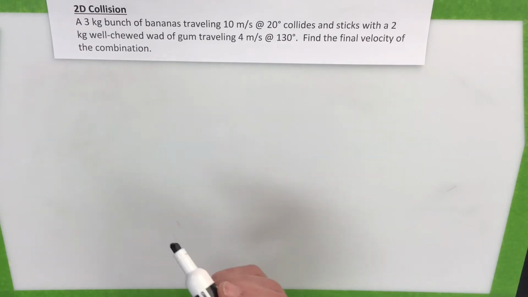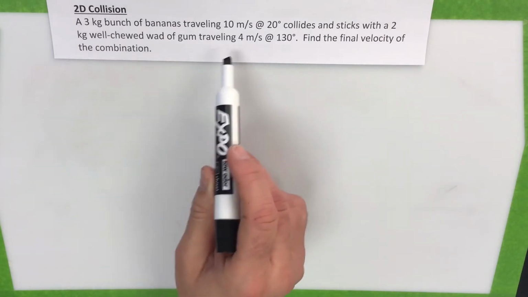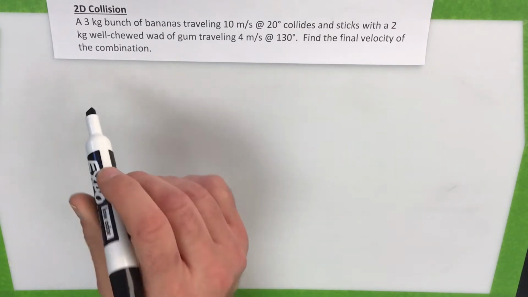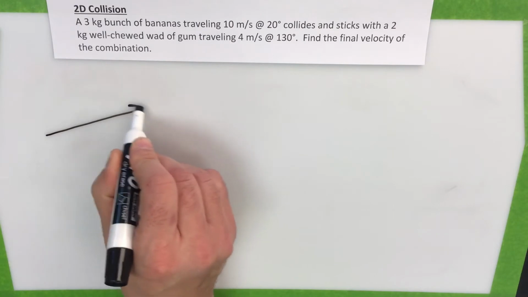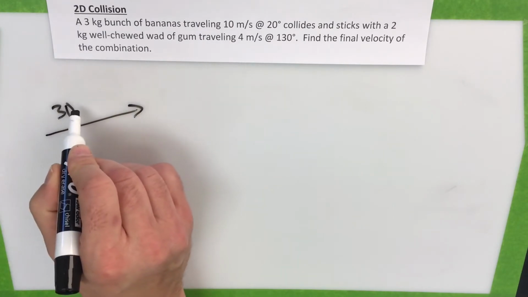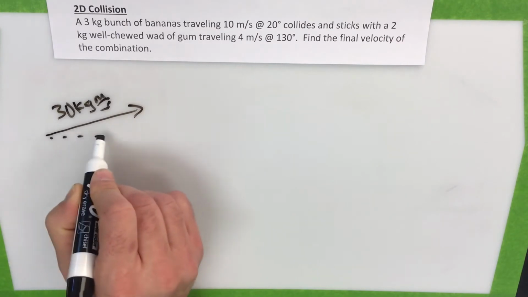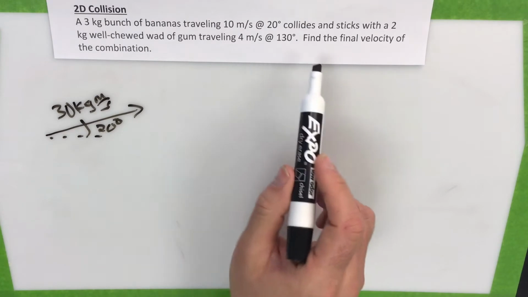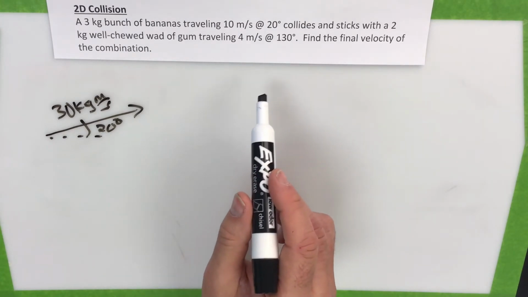So here is the traditional method. You probably should draw this thing. And remember that the momentum is what counts here. So 3 kilograms, 3 times 10 is 30 at 20 degrees. So this is 30 at 20 degrees. Here's a little sketch. 30 kilogram meters per second, and the angle is 20 degrees. And then the other one, 2 times 4 is 8 kilogram meters per second at 130.